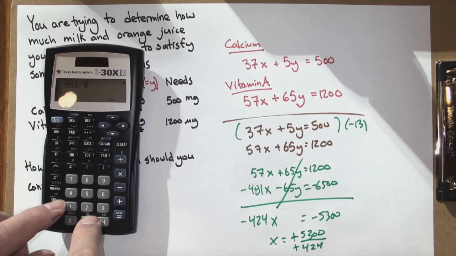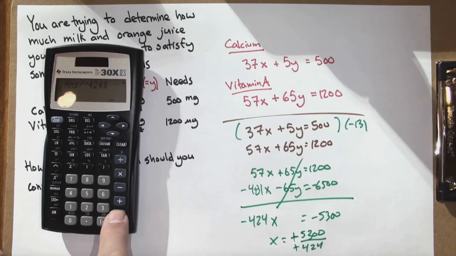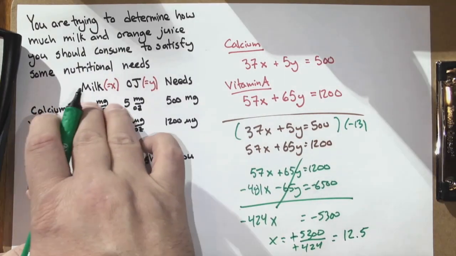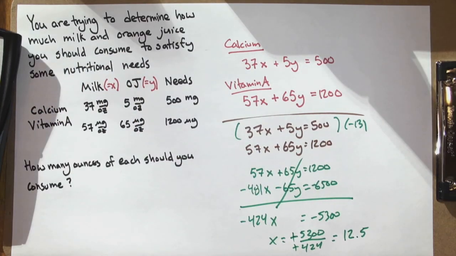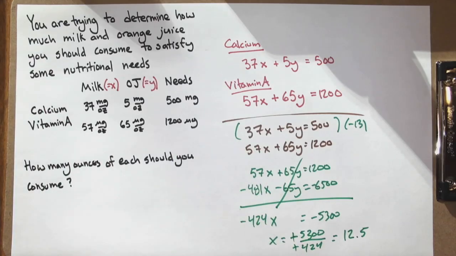And what do we get out? We get out 12.5. So that says, hey, you need to be drinking 12.5 ounces of milk. You can go through and do something similar for y. Once you know x, you can solve for y. But now you have x and y. You should always, of course, ask yourself, is it reasonable? If you had gotten a negative number, you'd say, okay, something is wrong. Maybe something's fundamentally wrong with the problem, or something's wrong with the solution. You can't drink negative ounces of orange juice.